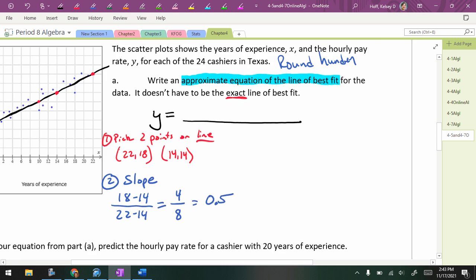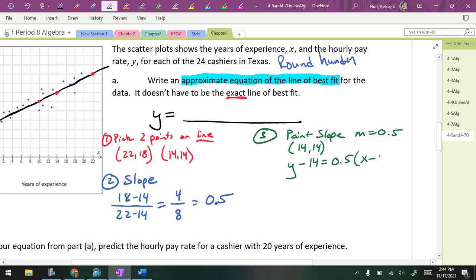Okay, now I have my slope. What's my next step? I would go into point slope, right? My slope we just said was 0.5. Choose wisely here. What point should you use? 14, 14. You can't screw up the X and the Y. So I would write Y minus 14 equals 0.5 parenthesis X minus 14.